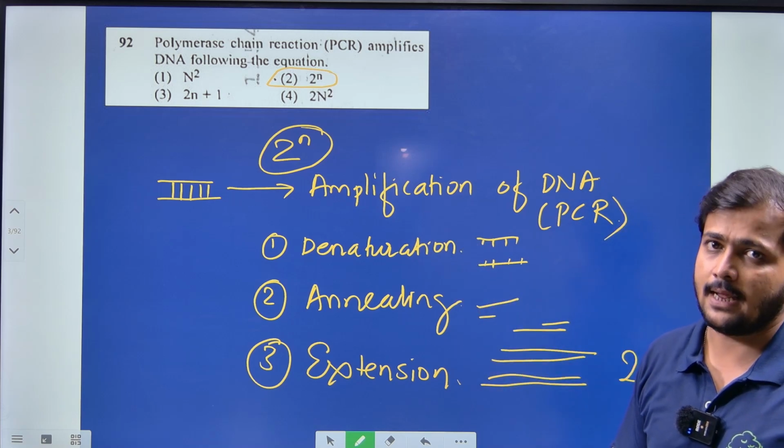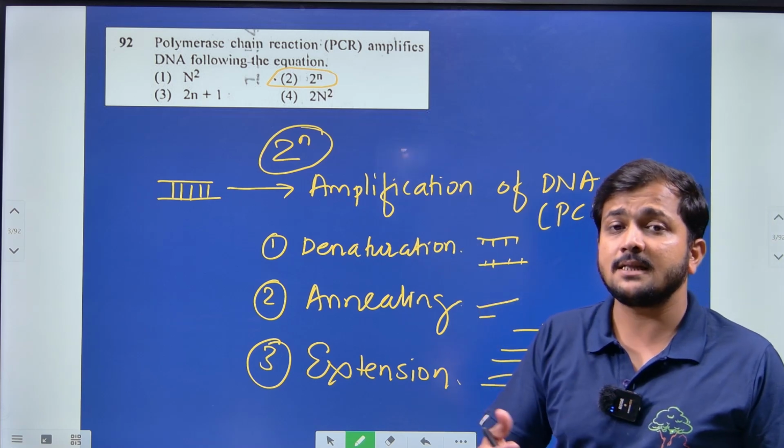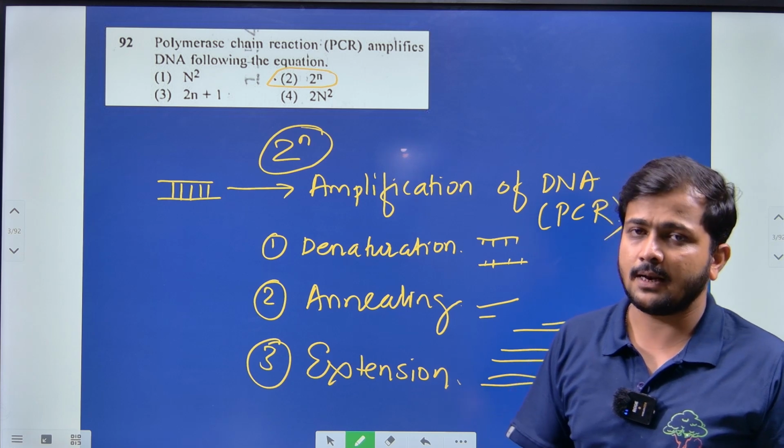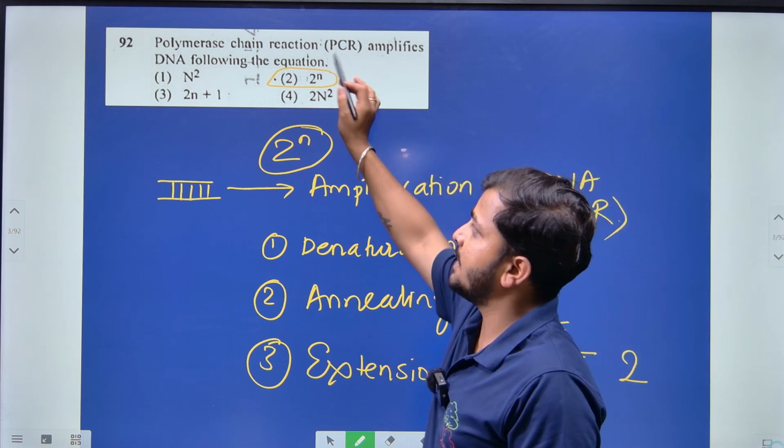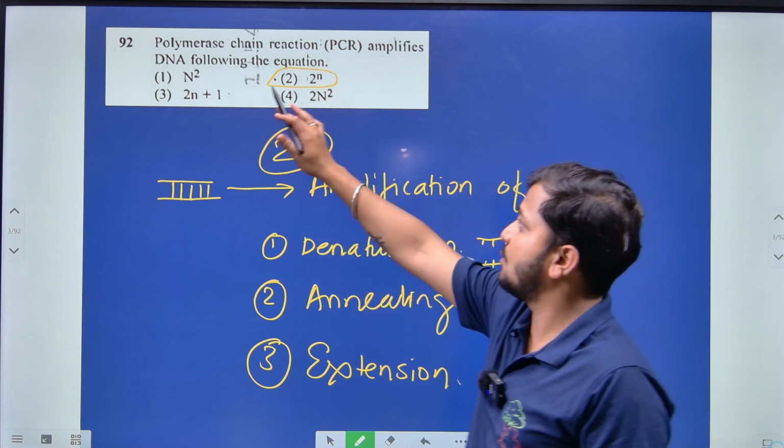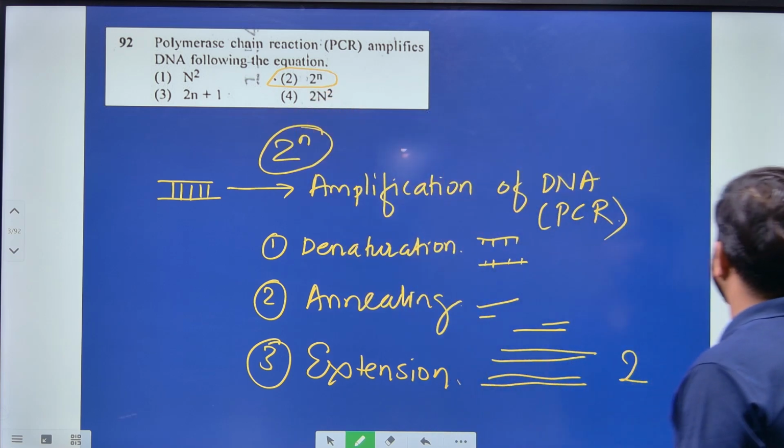And that is what PCR actually stands for, and we call it amplification of this particular DNA, or increasing the number of copies of this particular DNA, right? So the answer here is 2 raised to n, related with question 92, right?